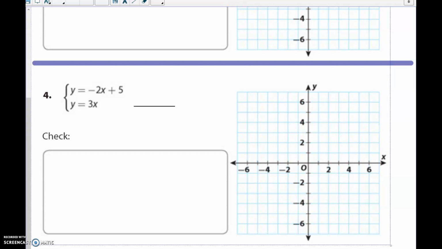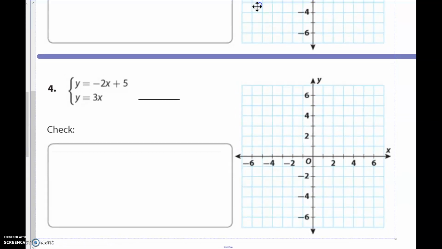So today's lesson is going to be a continuation of what we were doing yesterday. And so yesterday we were solving systems by graphing. So we're going to review how to do that first. Okay, so this first one I am going to do in blue.